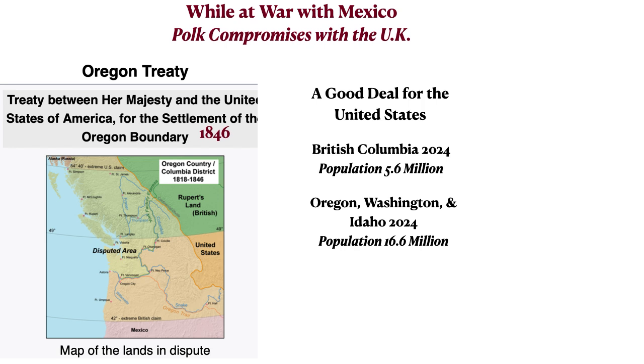The United Kingdom really wanted to go all the way down to the Columbia River, which would have included what is now Western Washington, but a compromise was made and the areas were split. Like I said, this is a good deal for the United States. If you look at the population today, British Columbia has about 5.6 million, but if you add Oregon, Washington, and Idaho together, it's about 3 times the population.